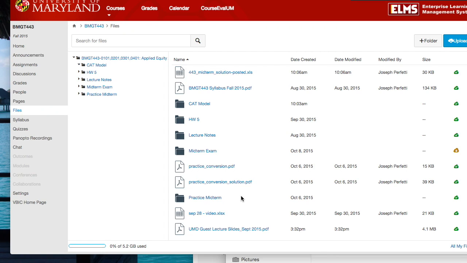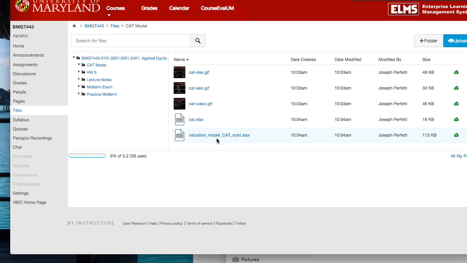All right, so today, in just a few minutes, we're going to start working on the valuation file that we're going to use, and we're going to use CAT as our working example, which is Caterpillar. So in ELMS, in the Files section, there's a folder called the CAT model. And specifically, you're going to need this file, which is called valuation model cat start.xlsx. So you'll need to download that file.